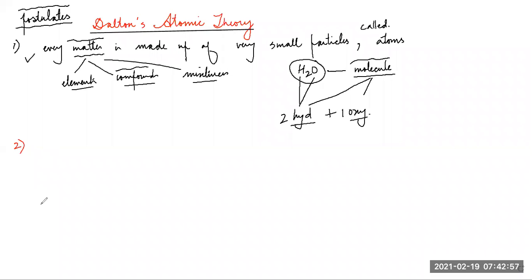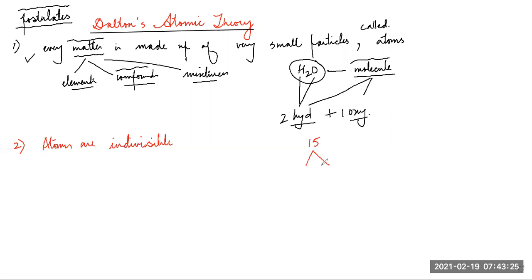So let's see what the second postulate of Dalton's atomic theory is. He says atoms are indivisible. So what is the meaning of this? Students, let's understand this by maths.